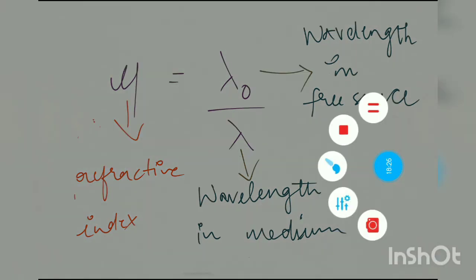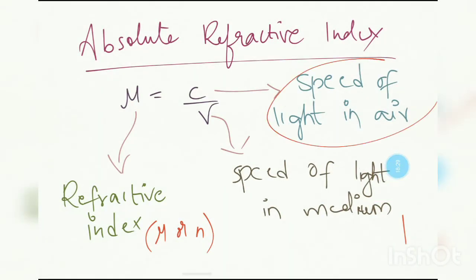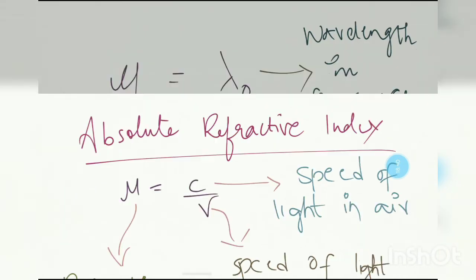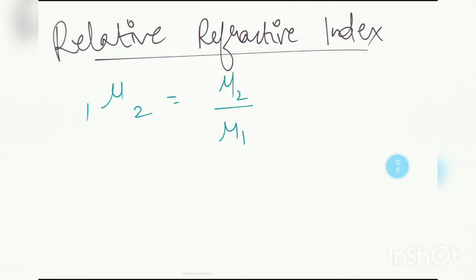Okay, so here one value is fixed: the speed of light in air, c, is fixed, whereas v will change according to the medium. Understood? So that has to be understood in absolute. Now what is the difference here? What is the relative refractive index? When light passes from one medium to another, the refractive index of medium 2 related to medium 1 is written as the relative index of 2 with respect to 1.